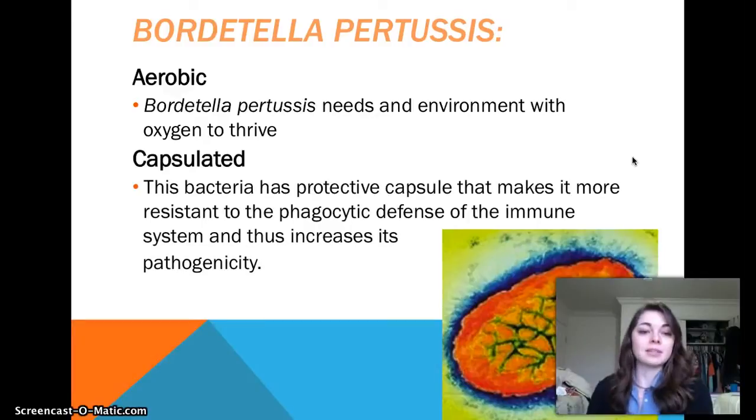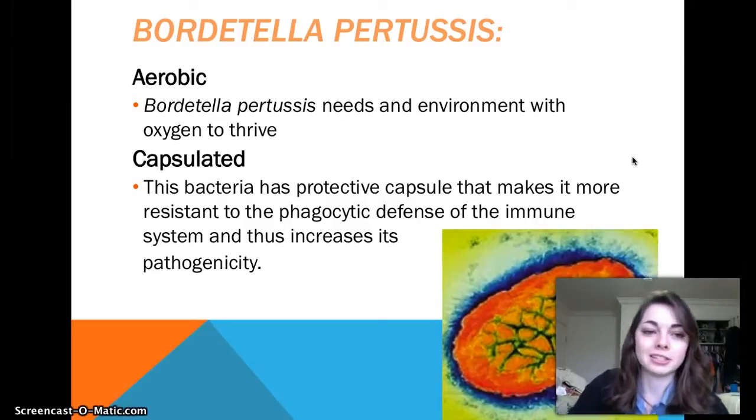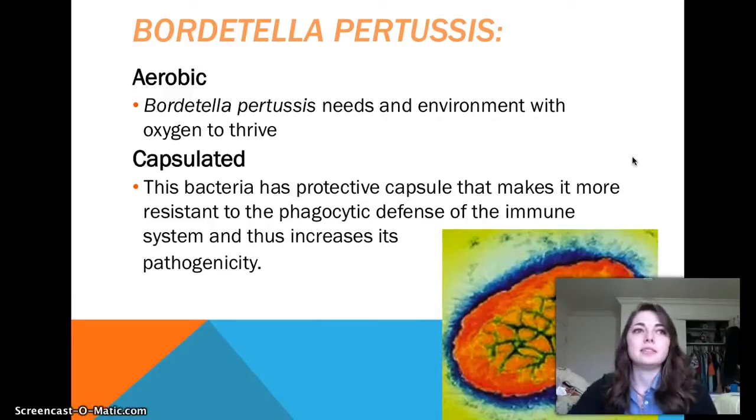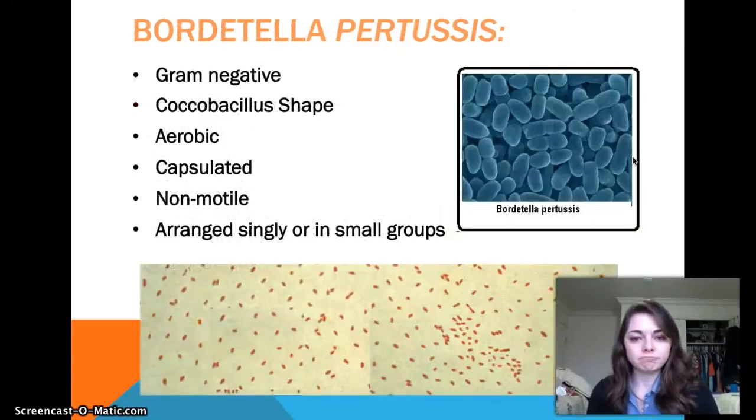It's also a capsulated bacterium. So not only is it gram-negative, but it's also encapsulated, and this just adds an extra defense against our immune system, and this definitely ups the pathogenicity of Bordetella pertussis. Makes it a little bit harder to treat. This is definitely not something that just goes away, that your body can fight off. Usually requires treatment, especially in children.